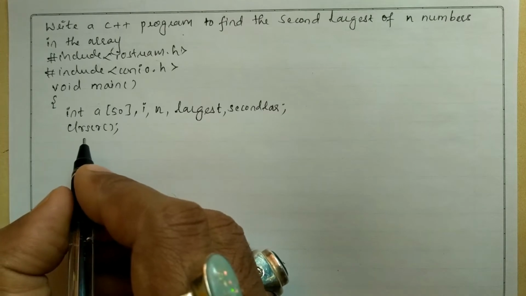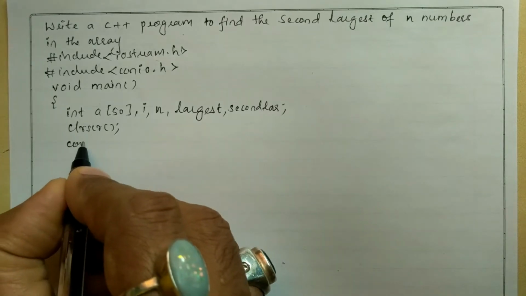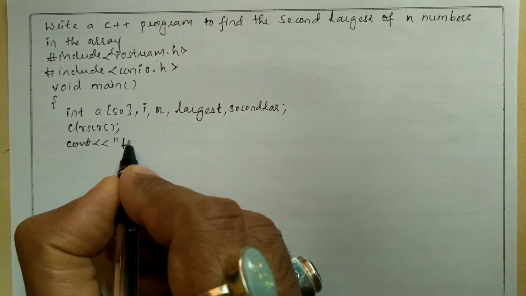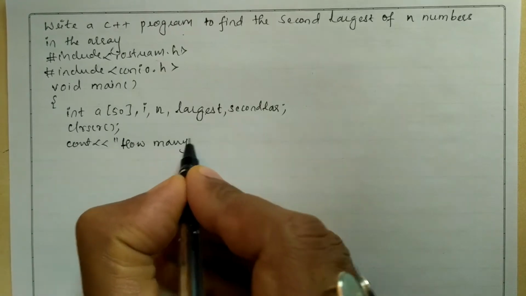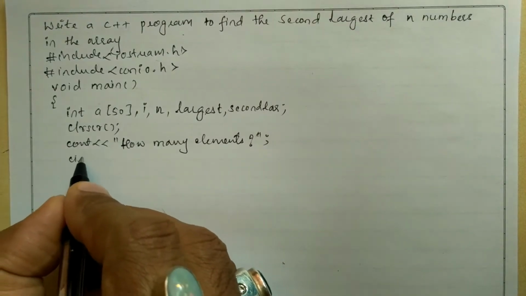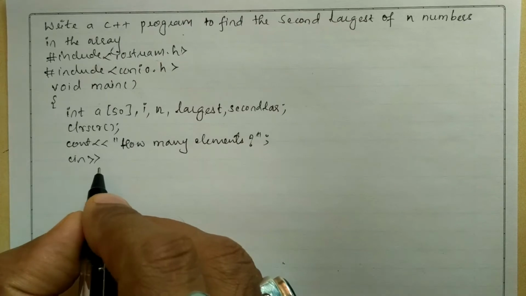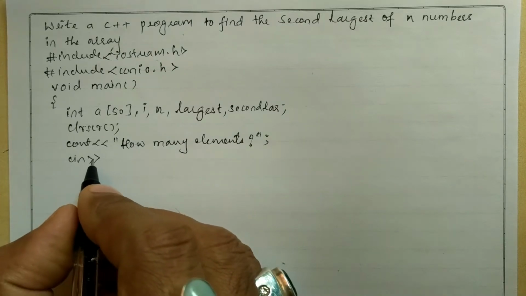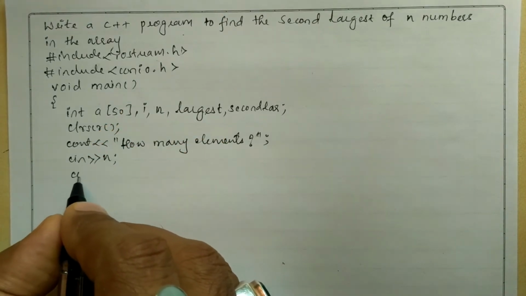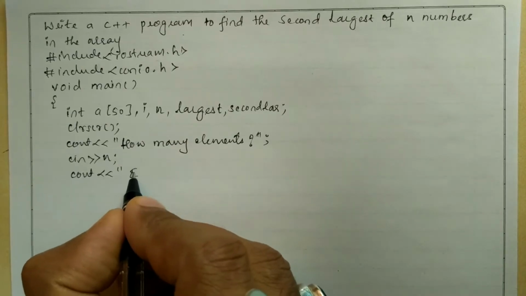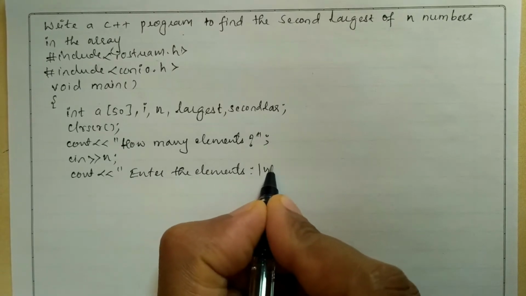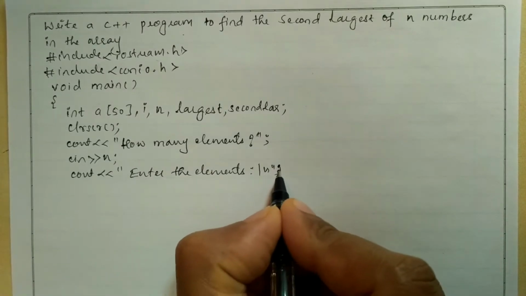Now we are going to ask the user how many elements. So using a cout statement, stream insertion operator, in double quotation marks, we are going to ask the user how many elements. End the double quotation mark and put a semicolon, and we are going to receive the response from the user through the keyboard using a cin statement, cin stream extraction operator, and then we are going to use the variable n. Now we'll ask the user to enter the elements. So cout statement in double quotation marks, I'm going to write enter the elements, so \n, and here I'm going to put a semicolon.